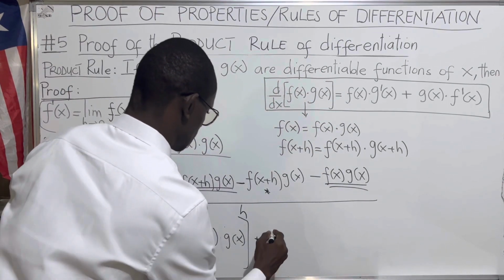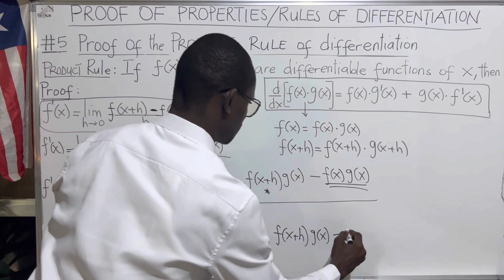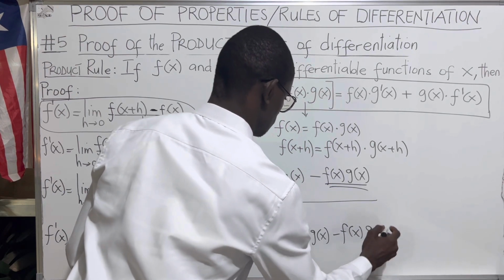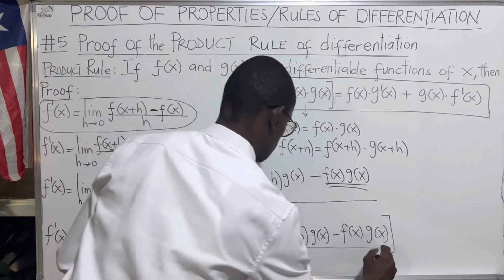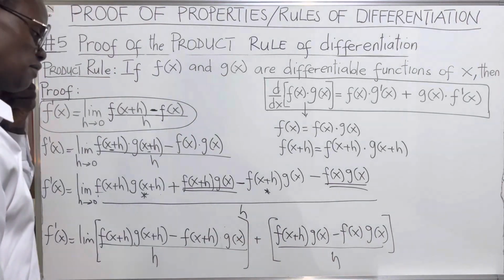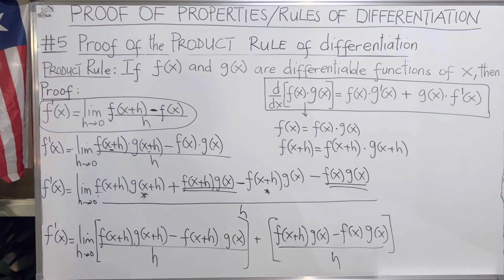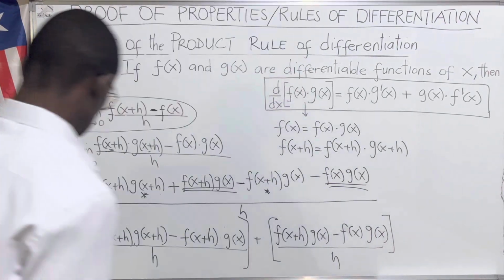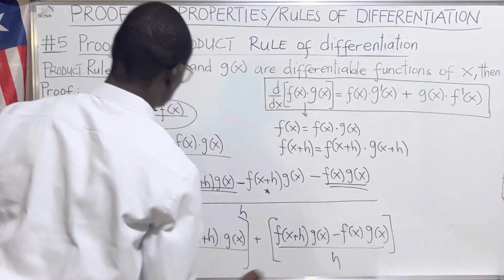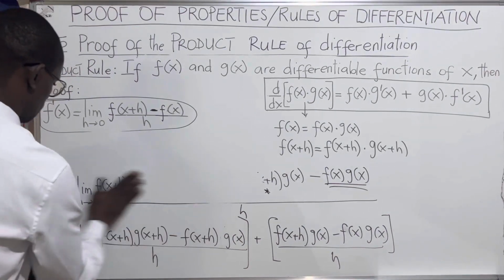So I have a plus sign, and then I'm going to have f of x plus h times g of x minus f of x, g of x, all divided by h. So I also divided this h, because remember it's the same when the denominators are the same. You can take one of them. So it's just the same. h approaches 0. So what I could also do is I could take the limit of this expression and as well take the limit of this expression. So I want to treat them separately.